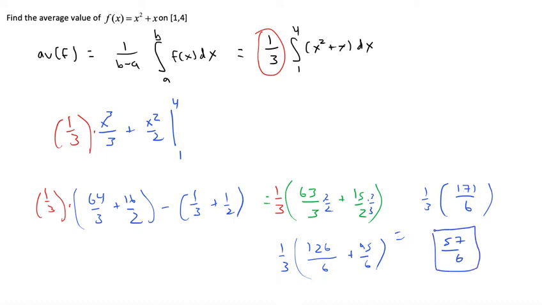Now remember, this is not the integral. This is the average value. So we took the integral, we evaluated it, but then we had to divide by the length of this interval. The length is 3, so that's what we did right here. So this will be the final answer, 57/6.